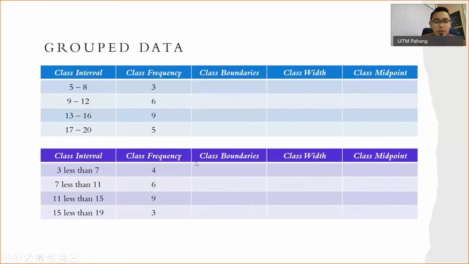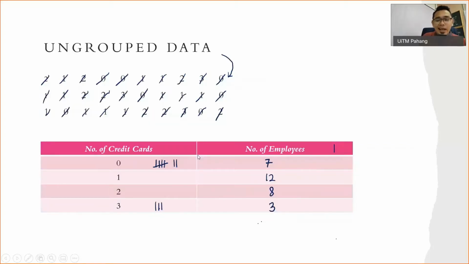What about the grouped data? What's the meaning of grouped data? For example, if I collect the data of the heights in your class, suppose I have 165, 170, 169, 154, and so on. But now I want to put them in groups. For example, 150 until 159 in one group, and then 160 until 169 in another group, and then 170 until 179 in another group.